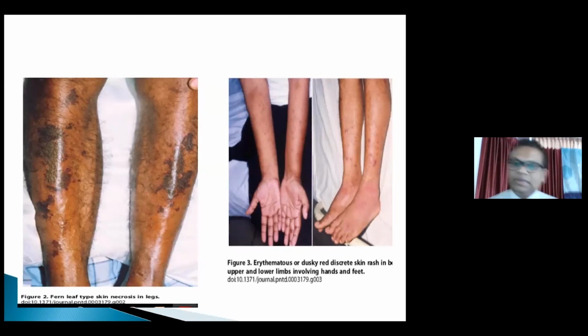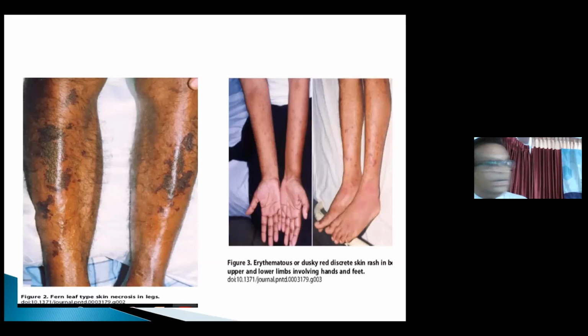The problem is these patients, in the other image you can see the typical maculopapular rash involving palms and then forearms and shins as well as feet. Usually, this maculopapular rash will appear after 2 to 4 days of fever. By the fifth day, it will disappear. So, if a patient is admitted, say after 7 days with fever, you may not see this maculopapular rash.